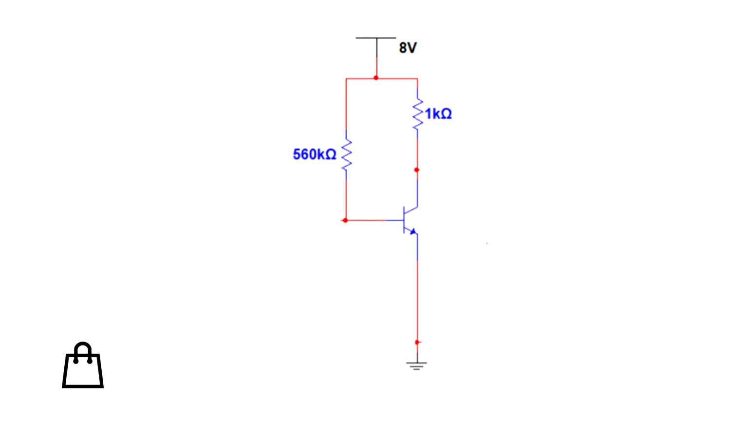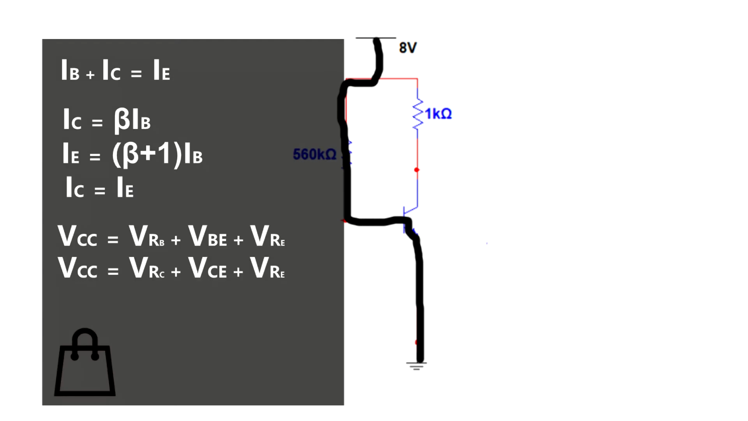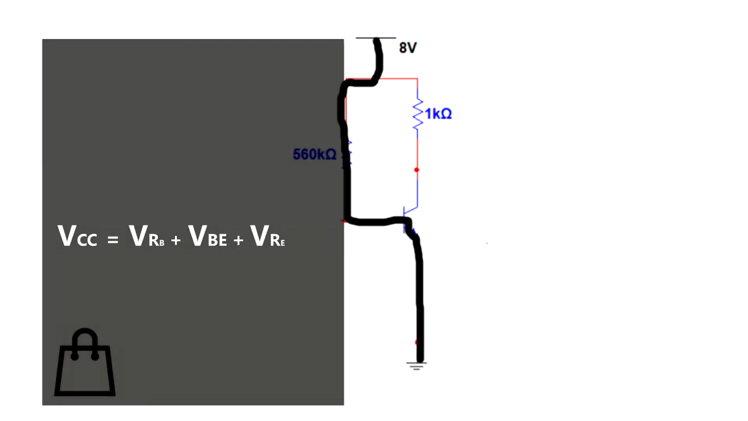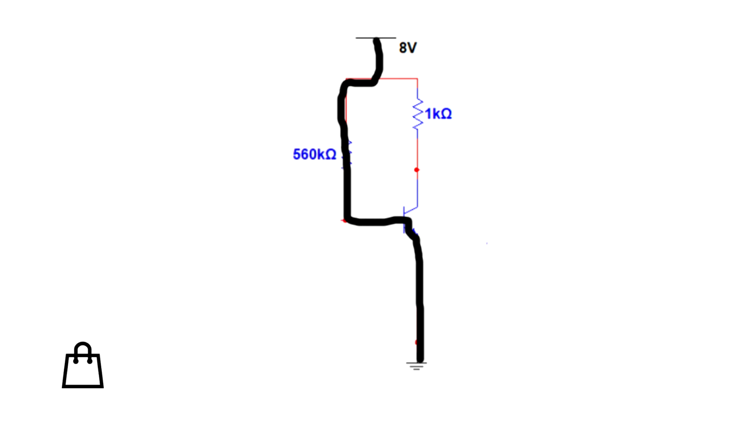Looking at this circuit, I'm gonna start from the left side. And if this is not familiar to you, you should watch another video of mine explaining how to use the KVL or the Kirchhoff voltage law in order to get the equation. So now let's visit our bag of formulas and select the one for the left side. VCC is equal to VRB plus VBE plus VRE.